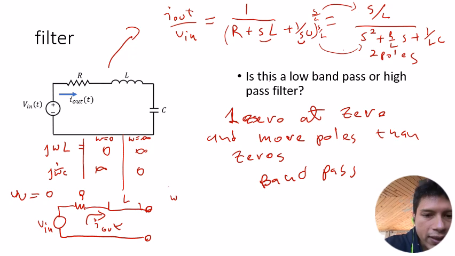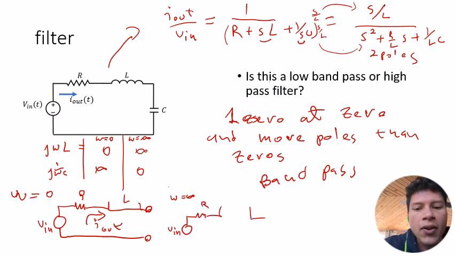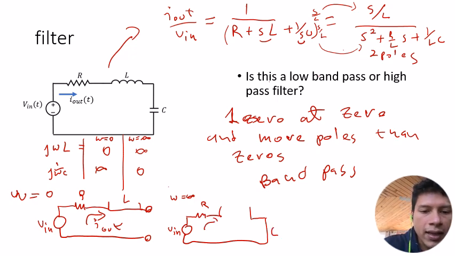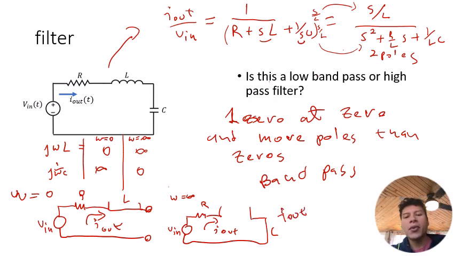Okay, now let's look at the circuit at omega equals infinity. Now we have V in, R. Then now our inductor behaves as an open and the capacitor behaves as a short. And again, I out will be 0 because there's no current flowing through an open circuit. And since I out is 0 in both cases, we're going to get a 0 response independent of what V in is. And this is a bandpass.